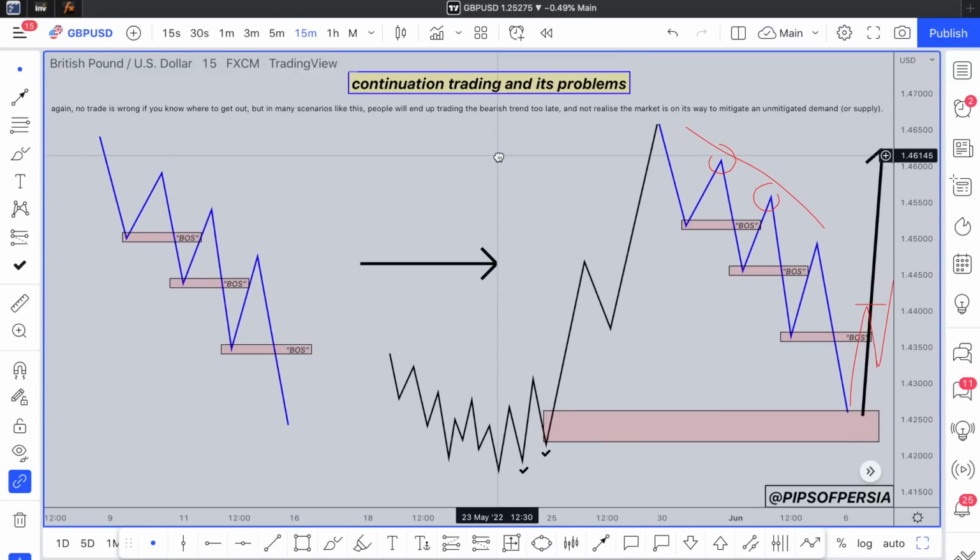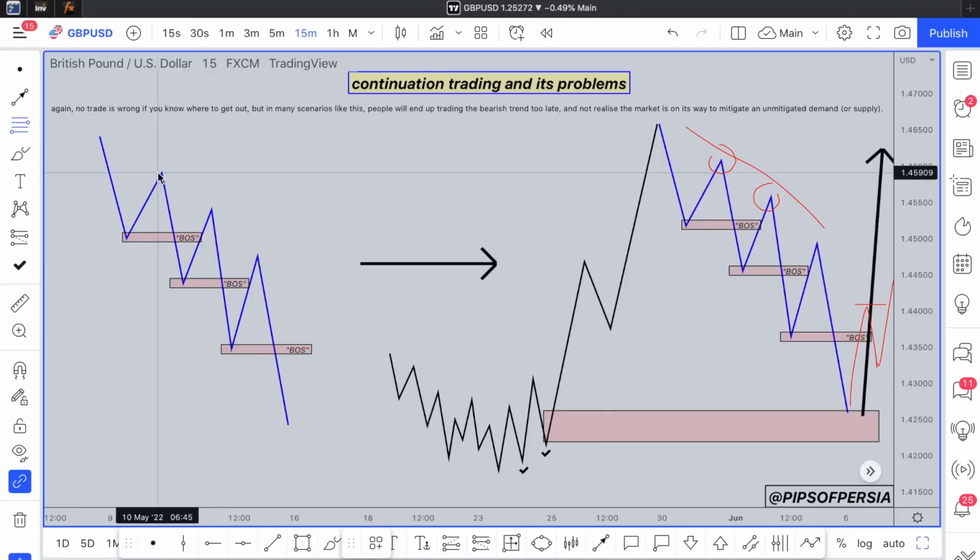No trade is wrong if you know where to get out. But that's the issue. People don't get out. People will just keep seeing breaks of structure. They'll get in too late. And by the time the market reverses and comes back up, all of the profit that was actually realized on their account will disappear. And the thing is, a lot of smart money traders, a lot of institutional traders also fall for this trap as well.